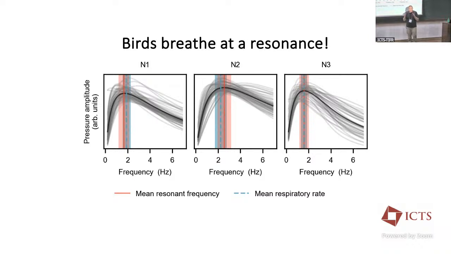So at which rate do you breathe? At the resonance of the biomechanics. So here what I'm showing are the resonances of the model that I fitted, okay? And what you have in red is the mean resonant frequency. And in here, the mean respiratory rate for each of the three birds. So they are all breathing at the resonance of the biomechanics.